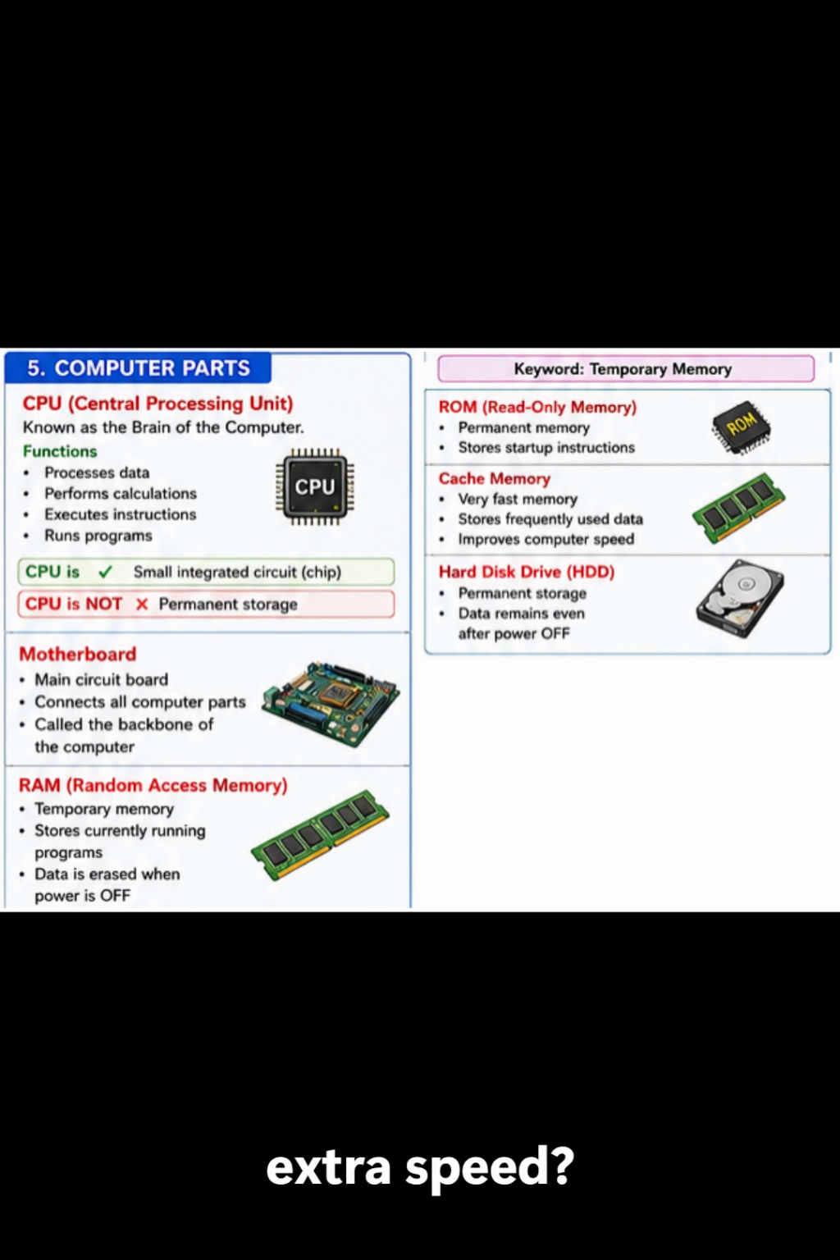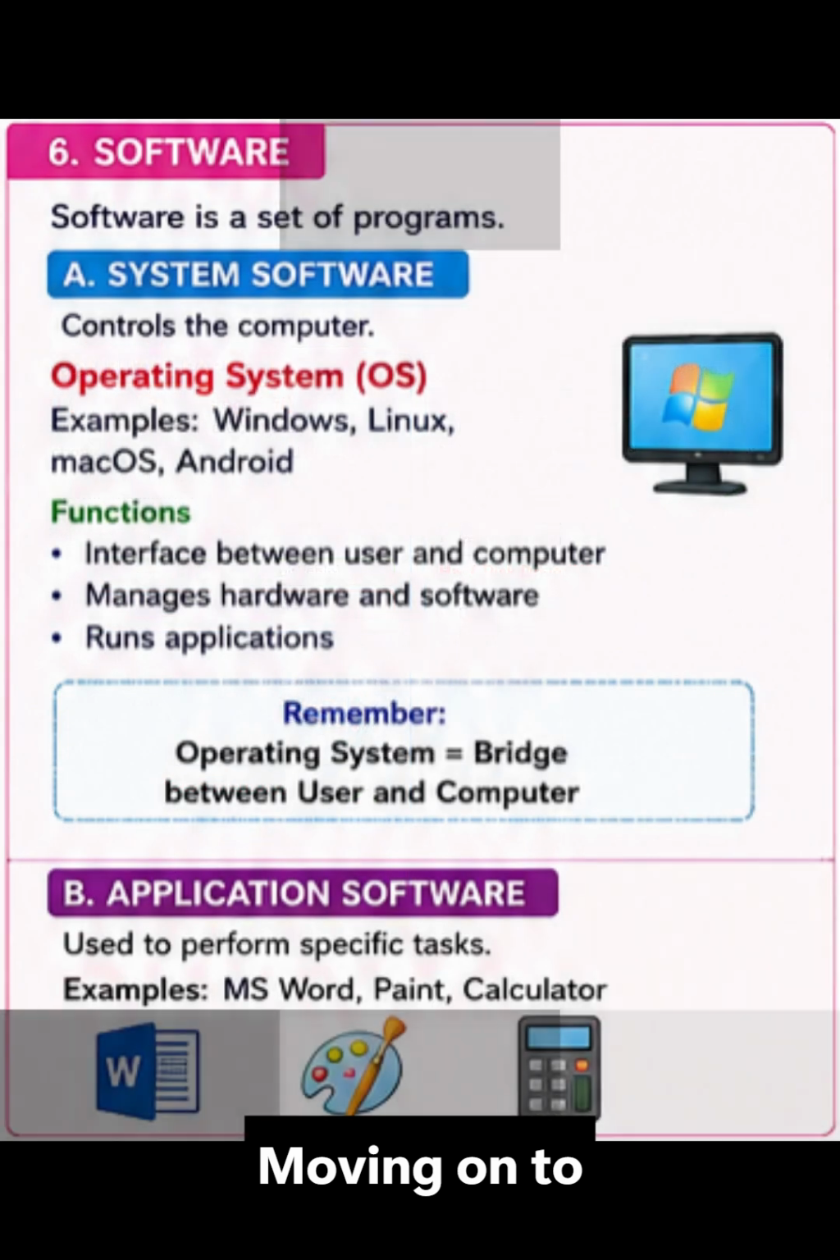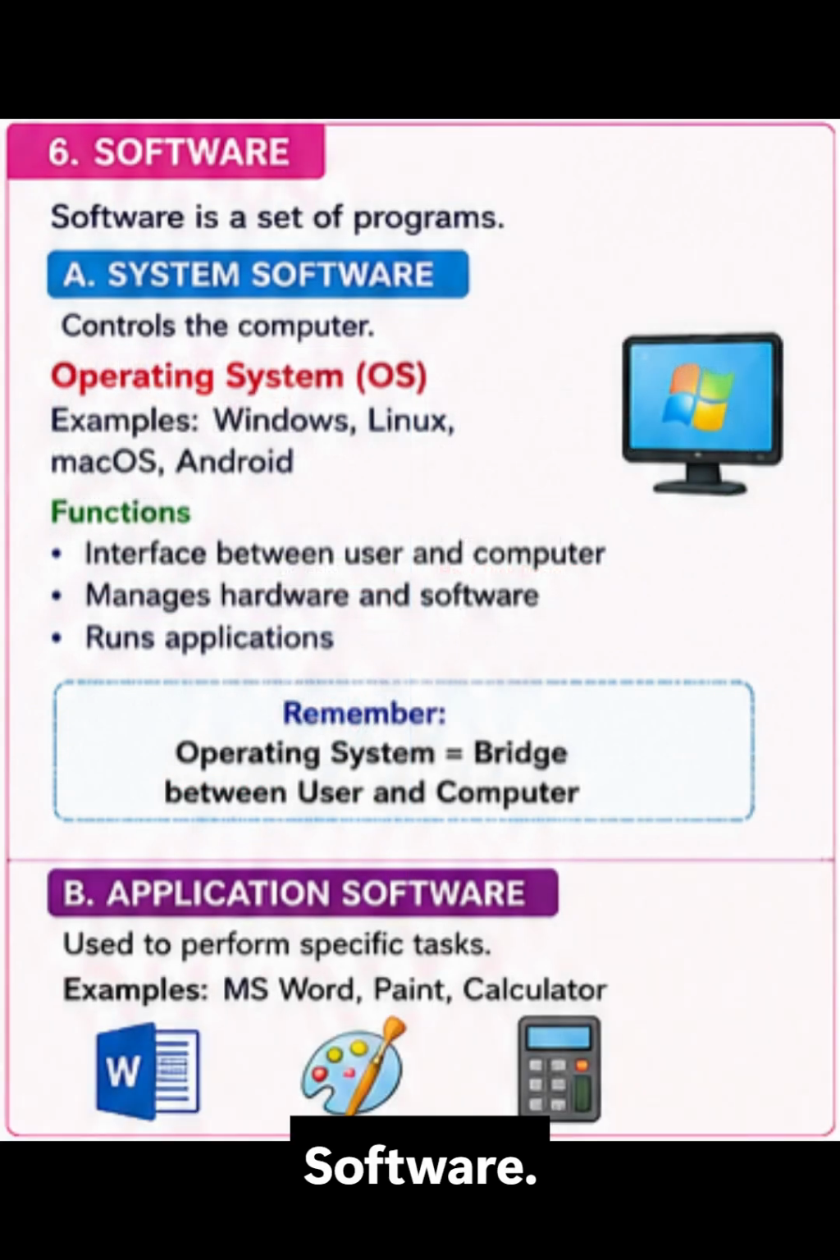Need extra speed? That is where cache memory comes in. It's super fast and stores things you use a lot. Finally, we have the hard disk drive, or HDD. This is your permanent storage where all your school files, photos, and games stay safely saved, even when your computer is completely turned off.